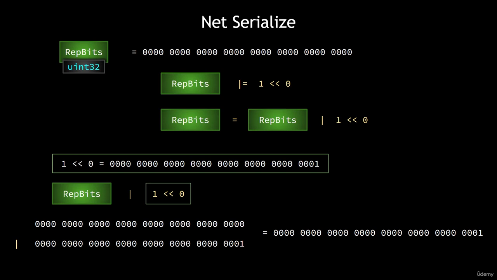Okay, simple example. But the thing is, rep bits has changed. It started off with all zeros, and now it has a 1 right there at the end. So this expression that we've done, this rep bits bitwise OR equals 1 left shift 0, has changed rep bits in a way, and we refer to that change as flipping that bit at the end there. Now, if we count bits from right to left, and the very first digit there we consider to be the 0th digit, then we say we flipped the 0th bit.